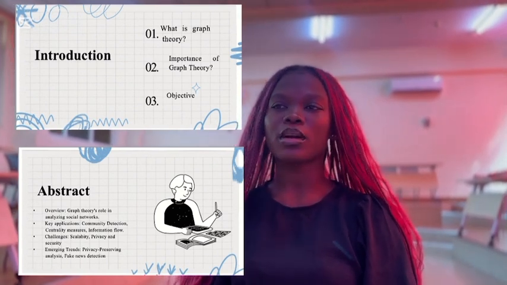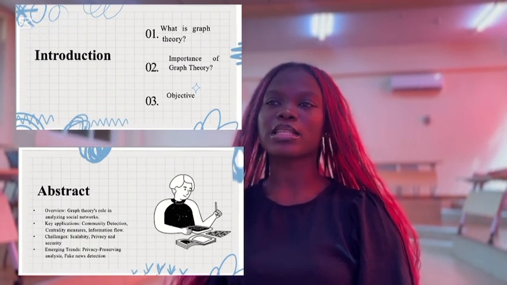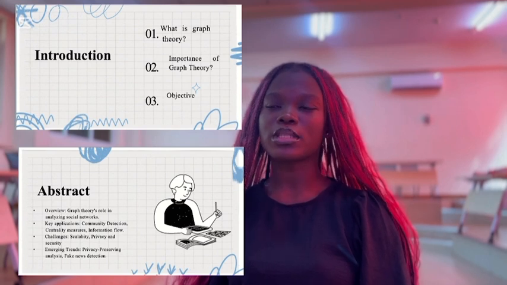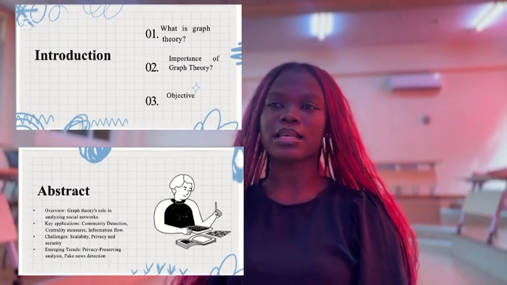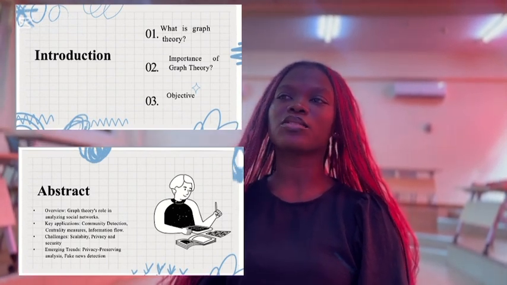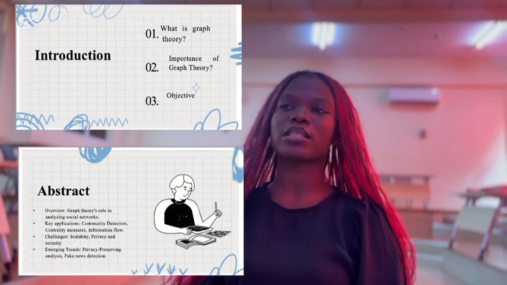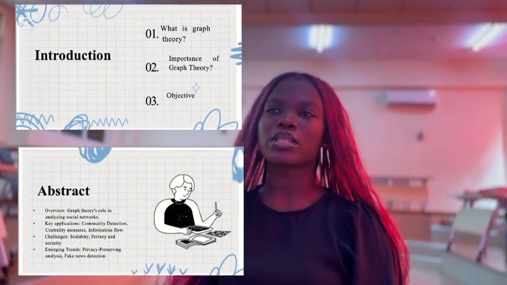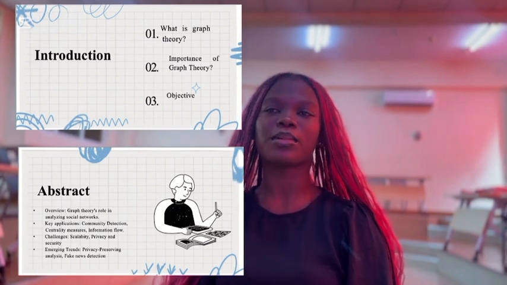Graph theory has become a cornerstone in understanding social networks. This presentation covers its applications, such as community detection and centrality measures, while addressing challenges like scalability and privacy. Additionally, we will discuss emerging trends like privacy-preserving techniques and fake news detection. Ultimately, this research highlights the evolving role of graph theory in addressing real-world problems.